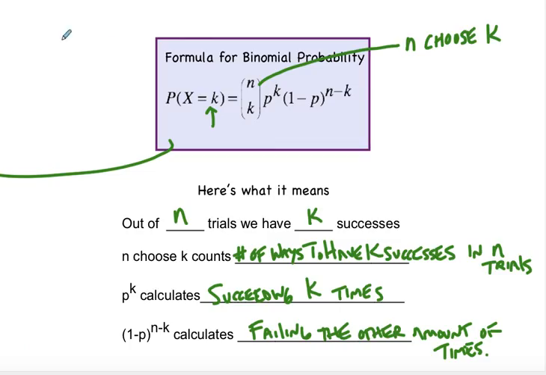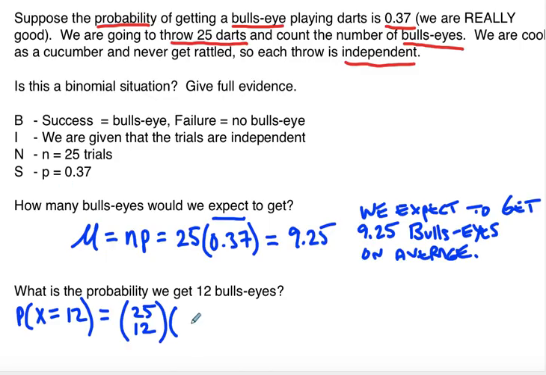Next in the formula is P. That's the probability of success. And it's going to get raised to K, which again is the same as right here, the number of successes we're hoping for. So probability of success raised to the number of successes we're hoping for. The probability of a success was 0.37. We raised that to the same number as down here, the number of successes we're trying to get.